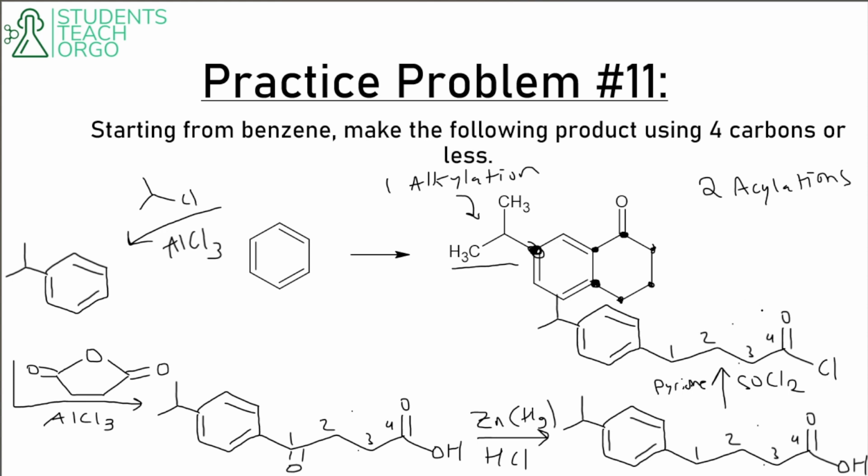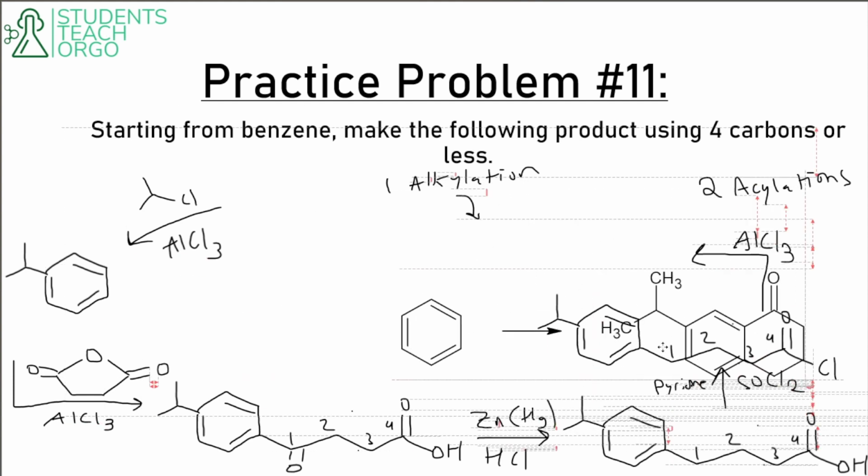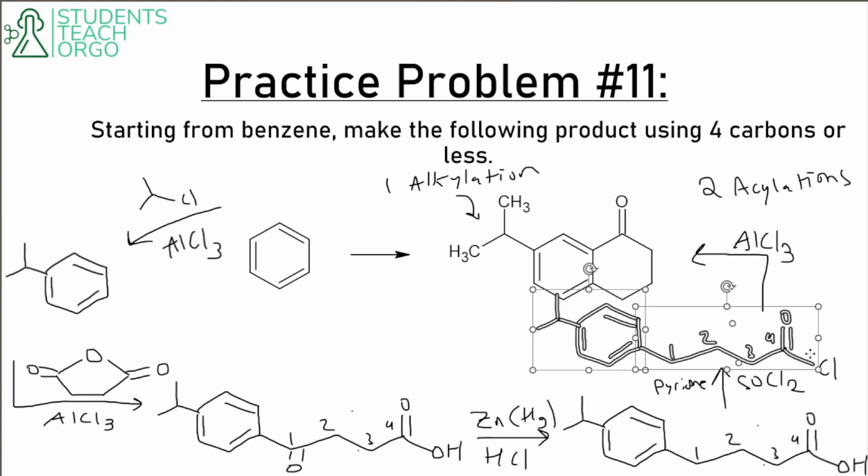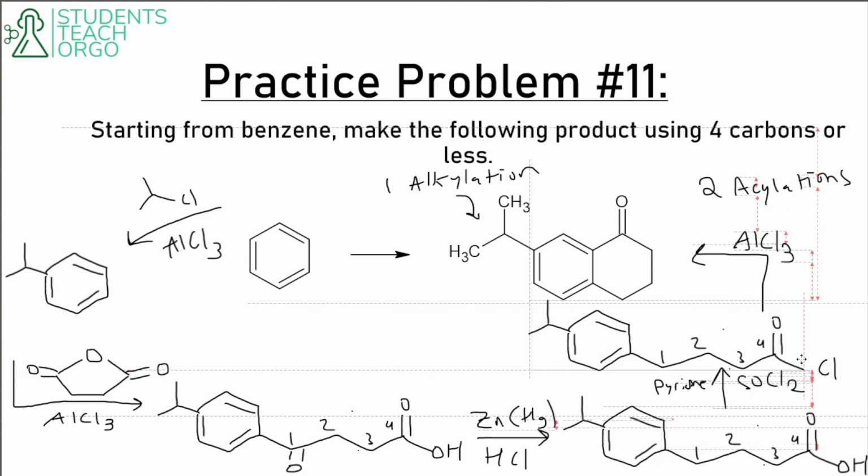And finally, last but not least, we're going to perform our second acylation. All I'm going to use is AlCl3, and we get our final product. I'm going to just clean this up a bit and move this down, but hopefully that makes sense. Oh, sorry. Move this down. Okay. Hopefully that makes sense.